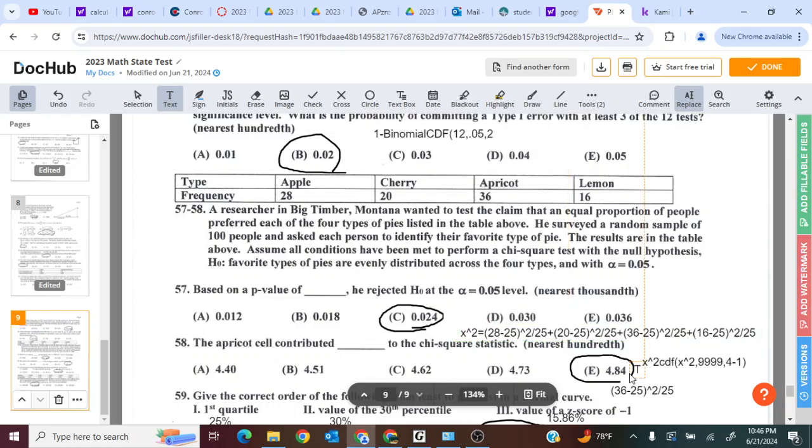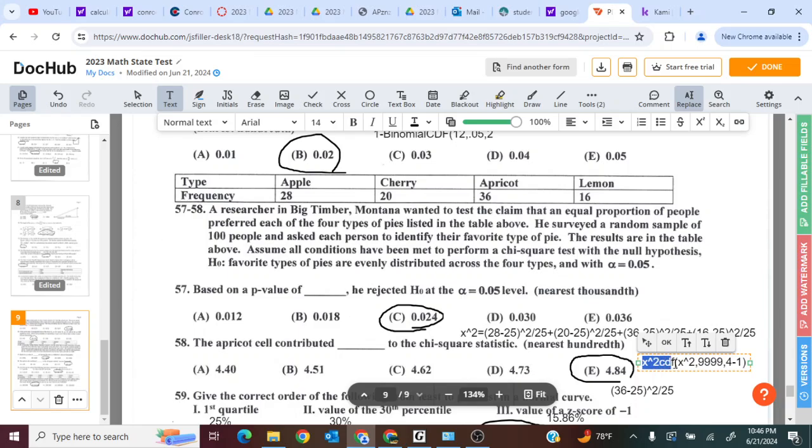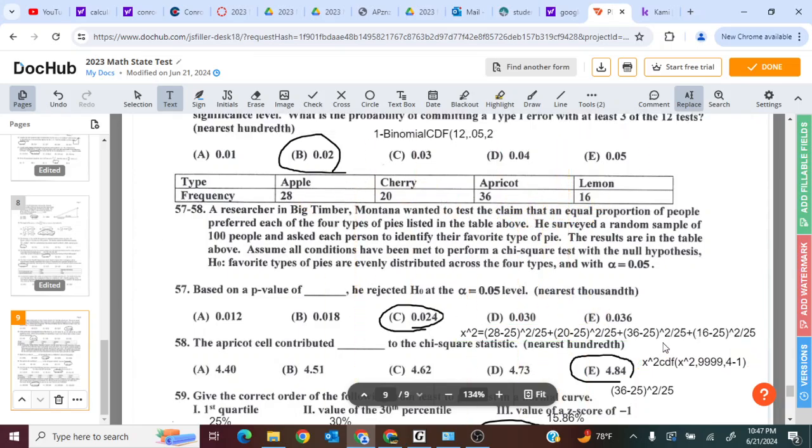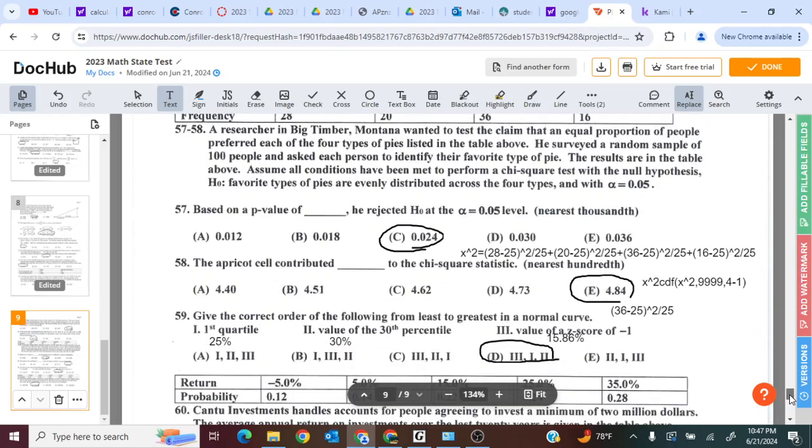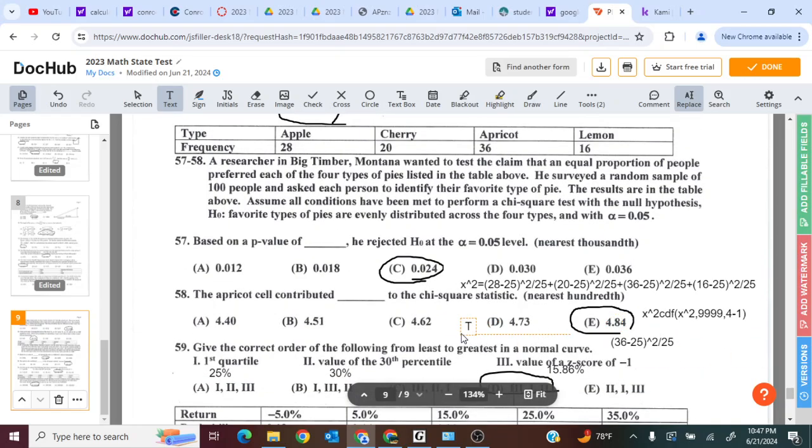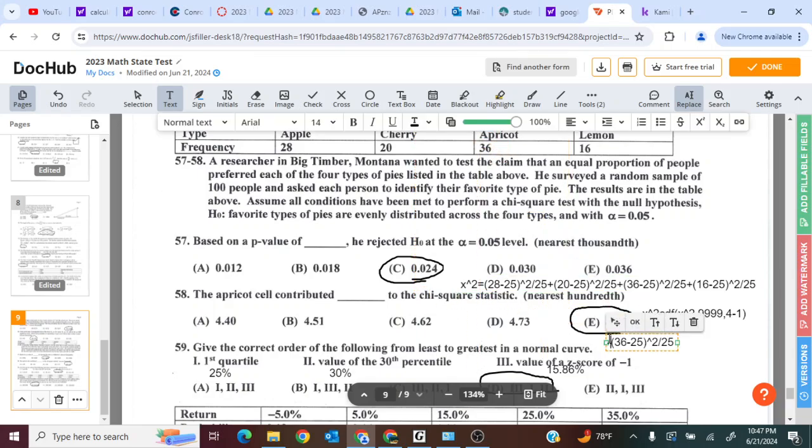And you get your x squared component, and then do chi-squared CDF with your chi-squared to infinity, and your df in this case is the number of terms minus 1. Because that's how stats work, I guess. Everything's minus 1 in terms of df. So you reject it at a p-value of 0.024. And how much did the apricot cell contribute? Well, that's just part of our test we did. So actual minus expected squared over expected, 4.84.